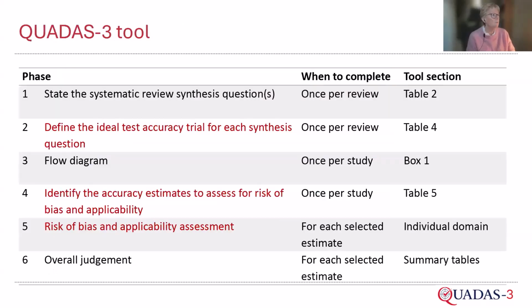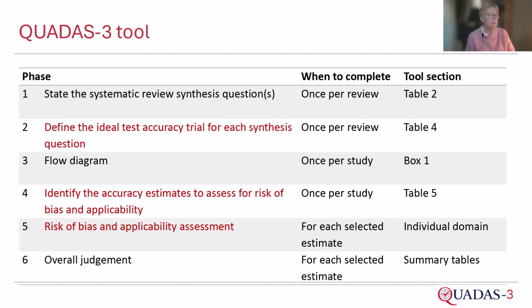This is just an overview of the phases of QUADAS-3, the structure of the tool, and the new or changed elements of the tool compared to QUADAS-2 are indicated by the red font. So the first phase of QUADAS-3 is where we state the systematic review synthesis question, noting that there may be more than one question that a review may want to address.